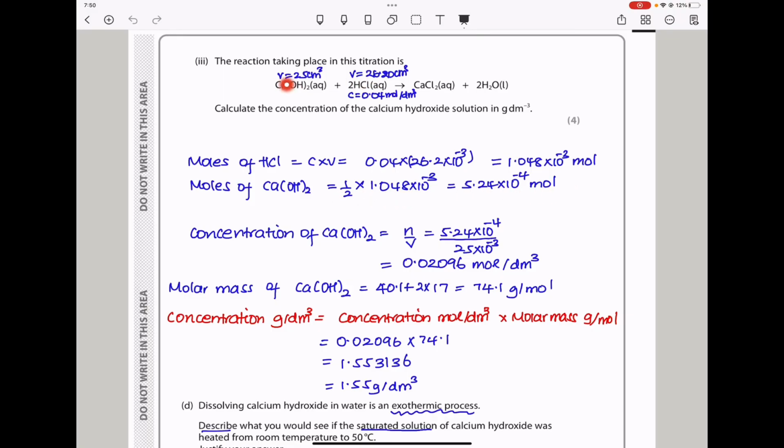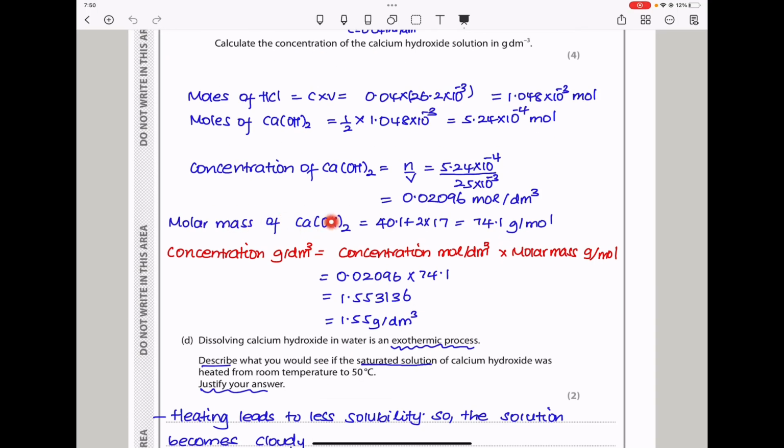Now, to find the concentration of calcium hydroxide in mole per decimeter cubed, it's going to be number of moles divided by volume, which is the moles calculated here, divide by this volume, but of course, convert it to decimeters cubed. That's why I multiply times 10 power negative 3. To convert from centimeters cubed to decimeters cubed, you divide by 1000. And when I divide by 1000, it's the same as multiplying times 10 power negative 3. Using the calculator, you get this.